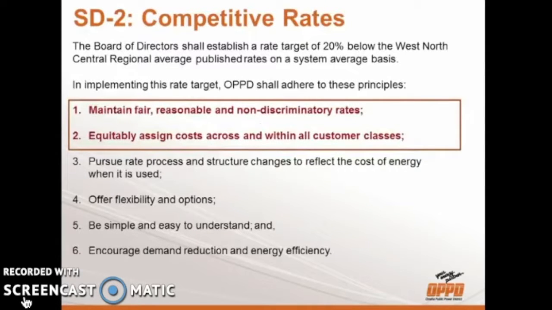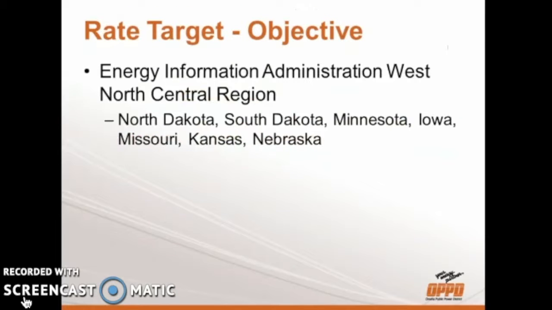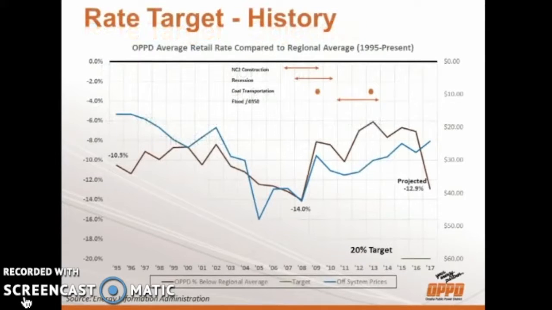This slide shows you the history of our rates. So to explain this slide, we start at 0%. Down the left-hand side is how far below the regional average our rates are. We're showing 1995 to 2016 actuals and then 2017 projection. And then the right axis is our off-system power prices, dollars per megawatt hour.